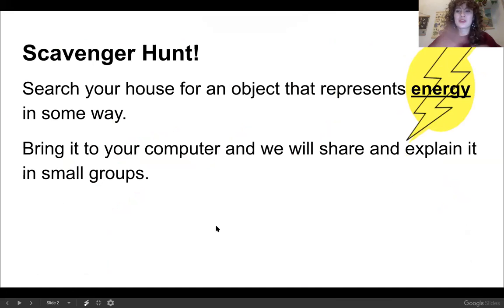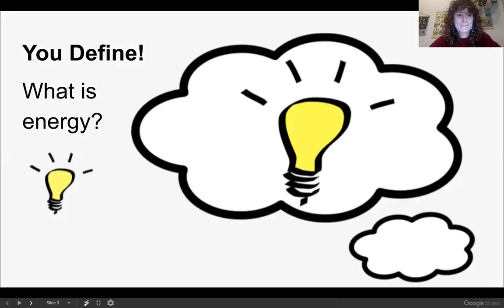Do a scavenger hunt with yourself. Look around your house and identify some things that represent energy in some way. So in the class that I just had, we had things such as a phone or a tablet, a battery, and a lamp. Can you think of anything else that represents energy in some way? Then think about what those things have in common. A phone, a lamp, a battery. Is there something that they can all share? How can you describe what energy is?